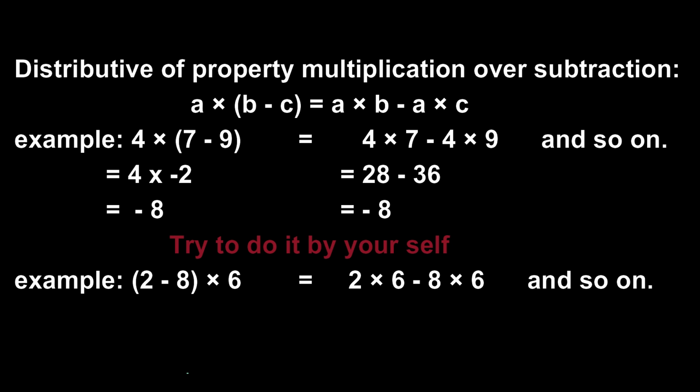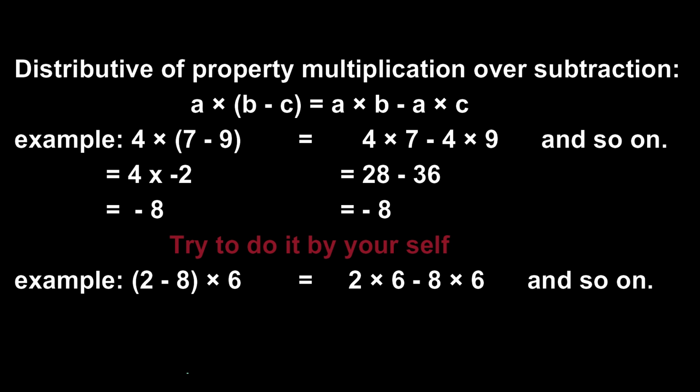So let's talk about the example on the left side. 4 multiplied by (7 minus 9), which is in a bracket. So we will deal first with the bracket. 7 minus 9 is going to give me the answer minus 2, because 7 is a smaller number and 9 is a bigger number. So my answer is minus 2. So 4 multiplied by minus 2: when we multiply two integers, one positive and the other negative, the answer is always going to be negative. So that is equal to minus 8.